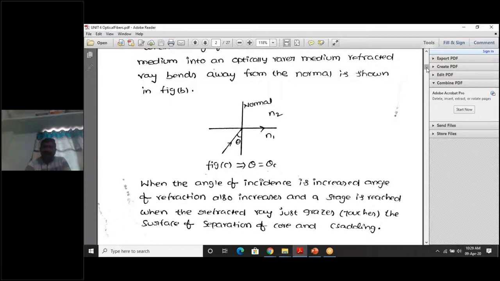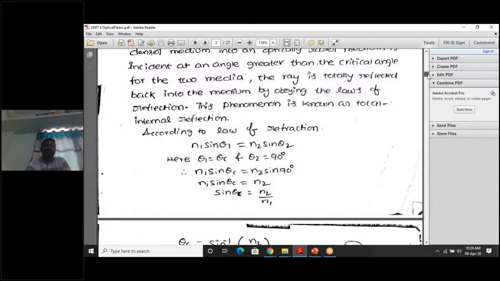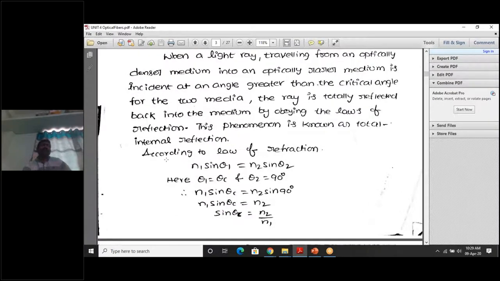So you take this condition here and use Snell's law. Here I am taking what law? Snell's law. So what is Snell's law? n1 sin theta 1 is equal to n2 sin theta 2. n1 is the refractive index of the first medium, n2 is the refractive index of the second medium. Theta 1 is the angle of incidence in the first medium, and theta 2 is the angle in the rarer medium. Theta 1 is the angle of incidence in the denser medium.